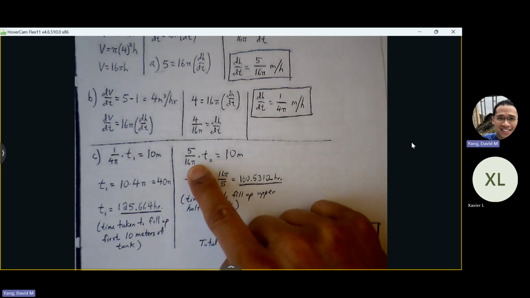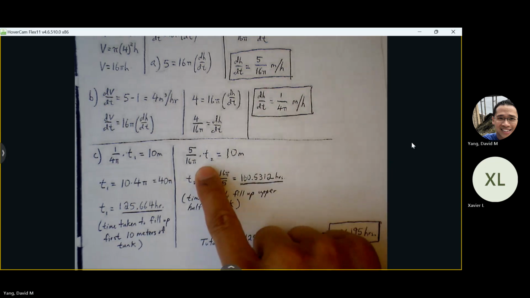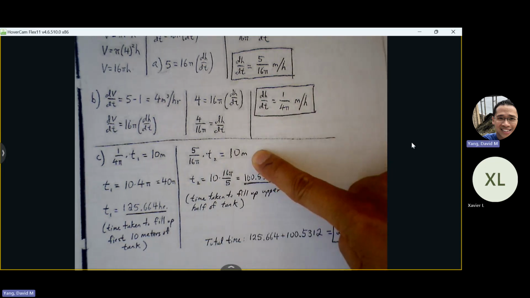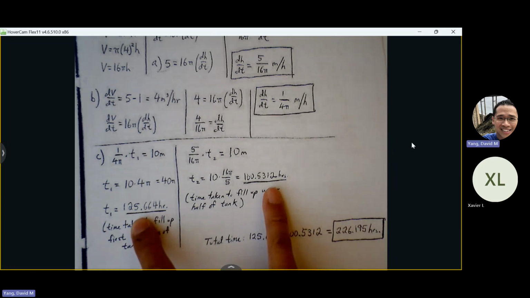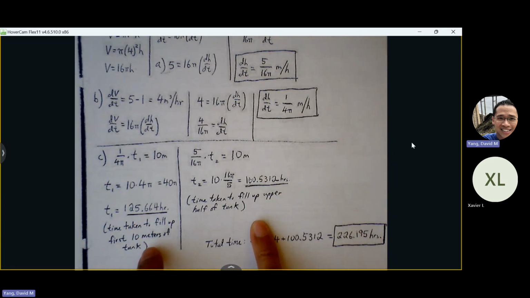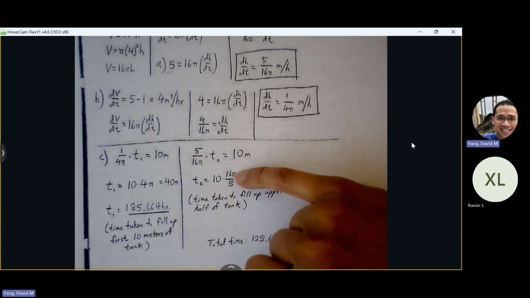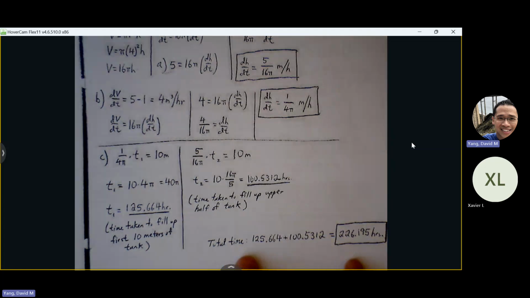Next, we want to figure out the time until it reaches the leak, and then from T2, where it will reach 10 meters. So basically find the 2 times: one time to fill up the first 10 meters. But then after the leak, it's rising at a different rate. If we subtract these 2, we can figure out the time it'll take for the tank to overflow.